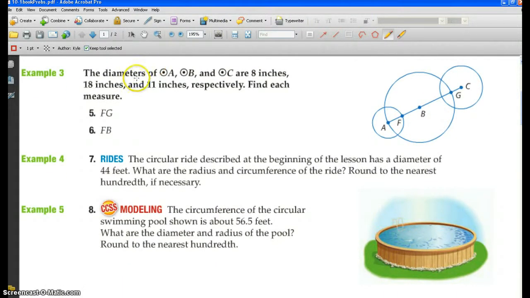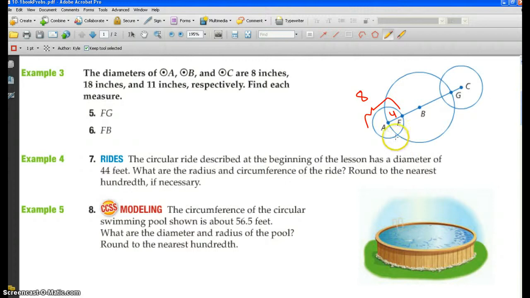Moving on, the diameters of circle A, circle B, and circle C are 8 inches, 18 inches, and 11 inches respectively. Find each measure. All right. Number 5, find the length of FG. So first in our diagram here, let's set up what we know. Circle A has a diameter of 8 inches. So that means that its radius is half of that. So AF is 4.